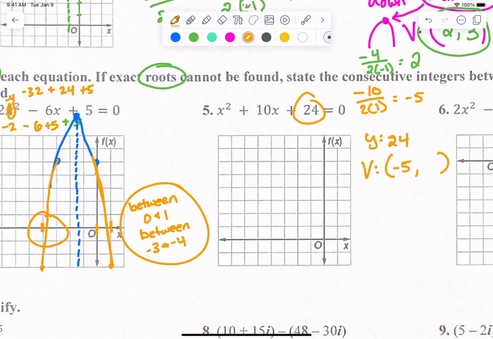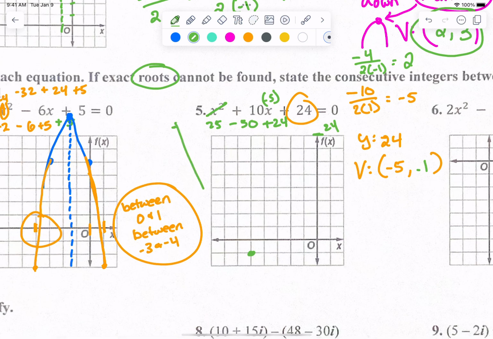All right, now we're going to plug negative 5 back in. Negative 5 squared is 25. What's 10 times negative 5? Negative 50 plus 24. 25 minus 50 plus 24 is negative 1. So negative 5, negative 1, that's where it touches right there. And then it's going to be up here at 24, and on the other side 24 as well. So it's going to go down like this. Something of that nature, right?